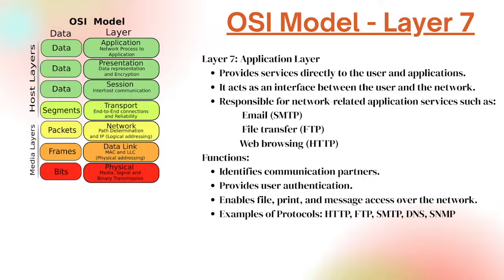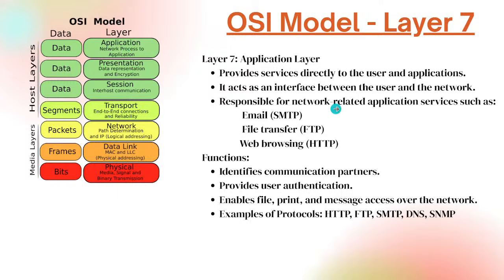Now the first one, as we said, is the application layer. It is considered layer number 7, because we count from the lowest layer, a bottom to up approach. If we consider the physical layer, that is the first one. So layer number 7 is the application layer. Application layer means what? The major purpose of the application layer is to provide services directly to the user and application. And second, it acts as an interface between the user and the network, right?